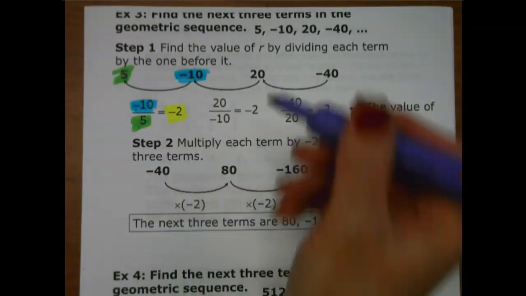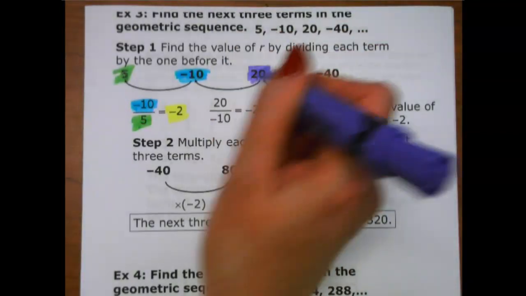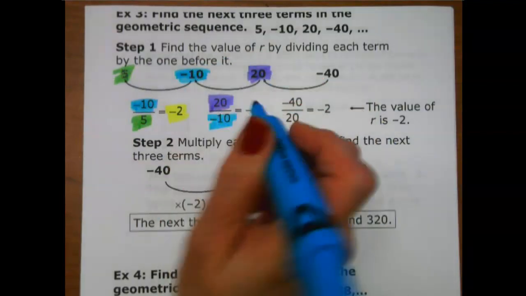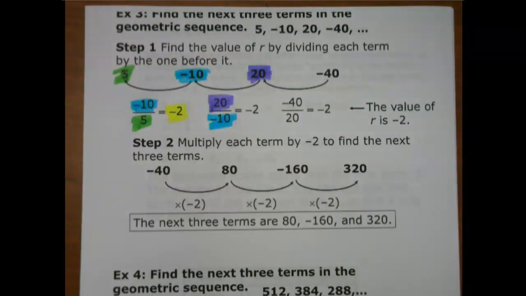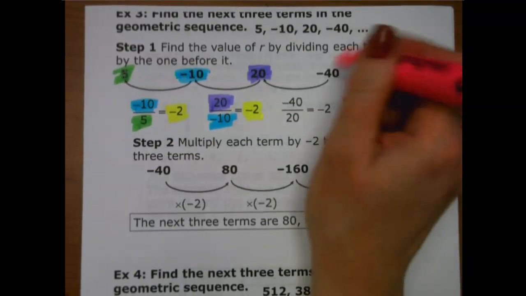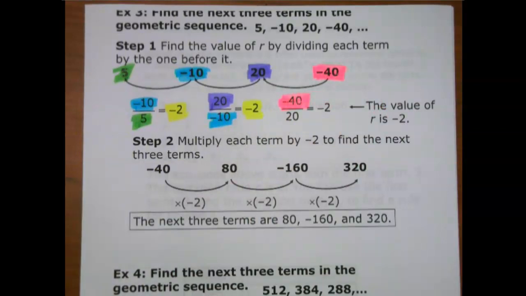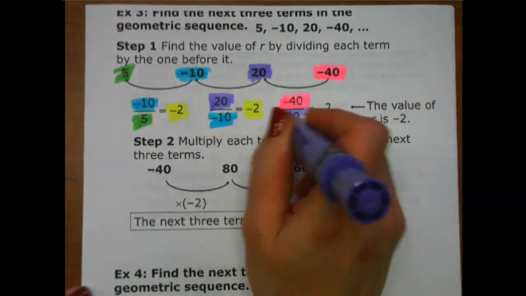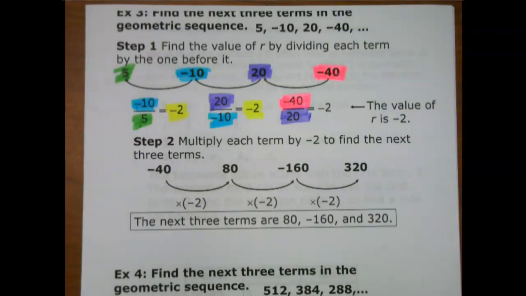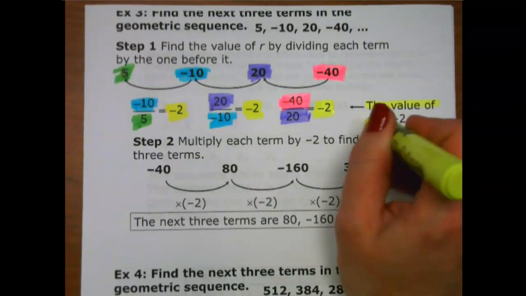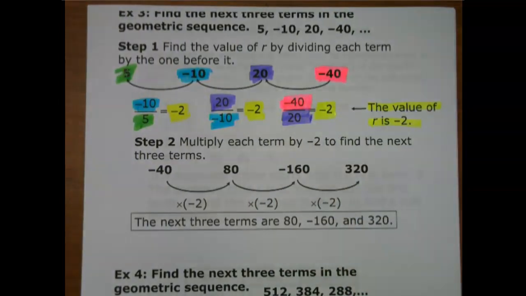So then I'm going to take my next term, which is 20, and I'm going to divide it by the previous term, negative 10. And again, 20 divided by negative 10 gave me negative 2. And we're going to check the last one just for good measure. I have negative 40, and I divide it by the previous term, which is 20. And I still get negative 2. So the value of R is negative 2. My ratio is negative 2.